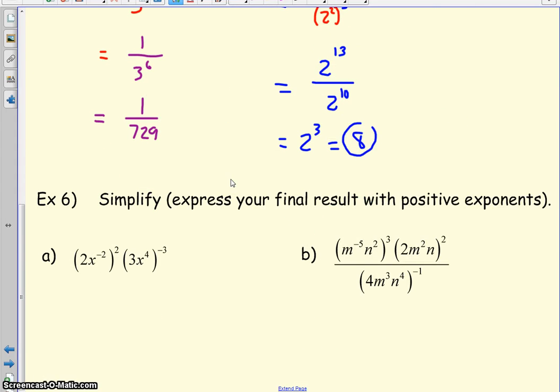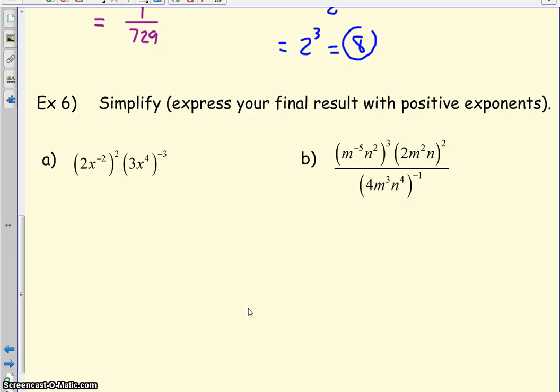Okay, so almost done. A couple of examples left. Take a look at them yourself first and try and simplify them as much as you possibly can, and we'll finish them up in part 3.